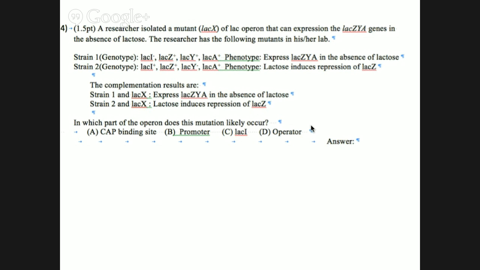The second strain, the genotype, in this case lacI is plus. So this one has a functional repressor. But lacY is minus. So this one, I forgot which enzyme this one is called, the product of lacY is not functional. But in any case, this will induce the expression of lacZ, because lacZ is the wild type.